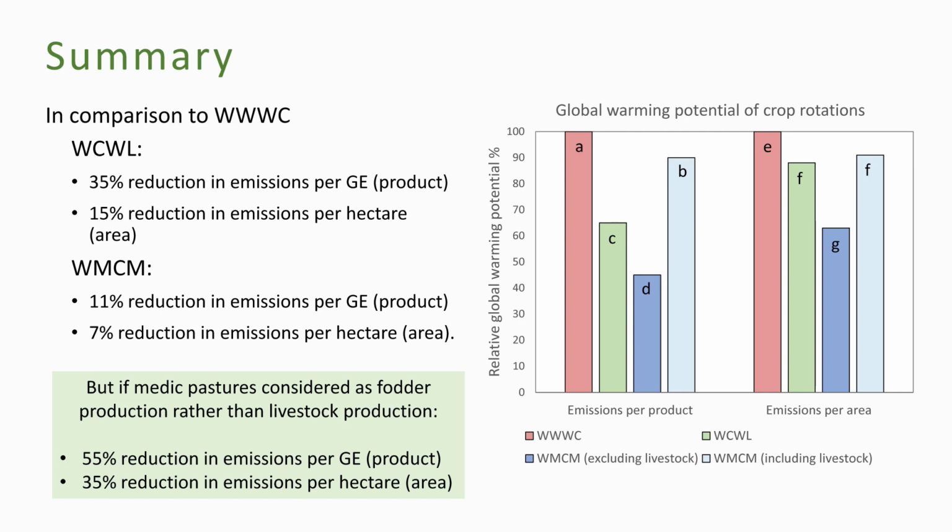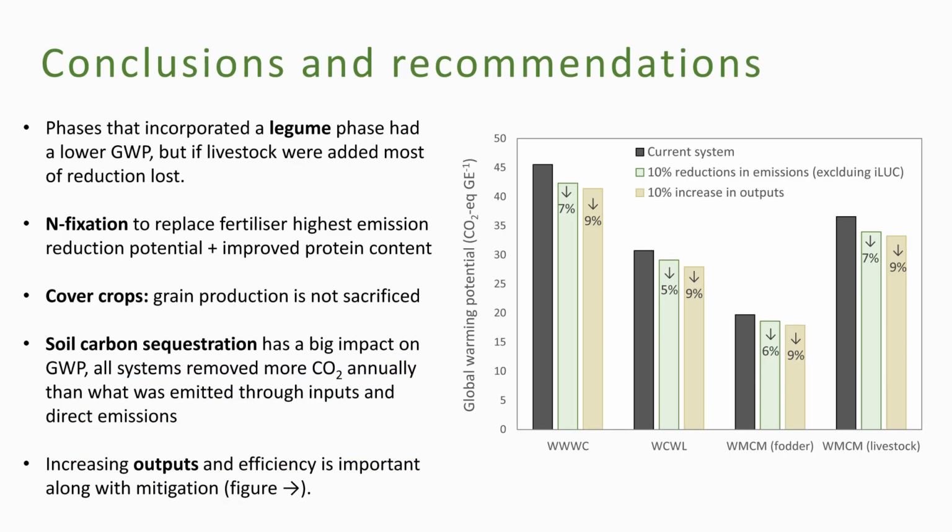But if you decided that the pastures are considered fodder production, so you aren't producing livestock but rather producing hay or fodder, then you wouldn't have to include the livestock emissions, and this almost halves your footprint, and it makes a huge difference.